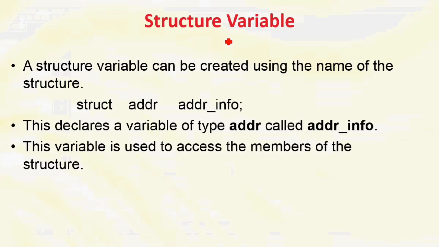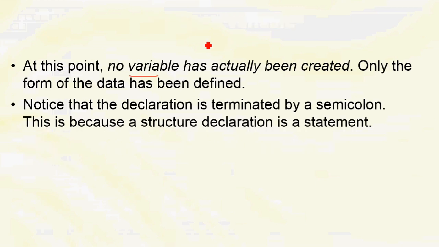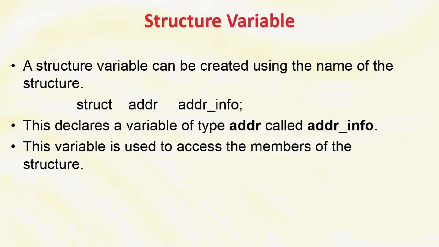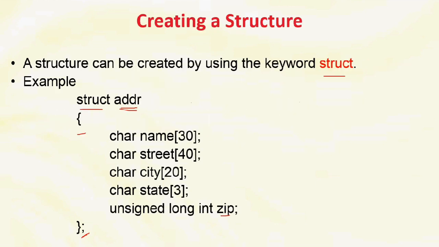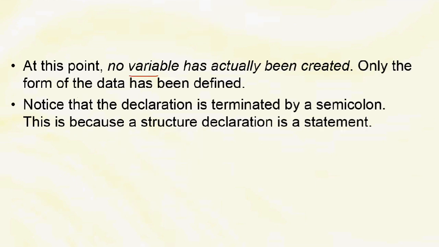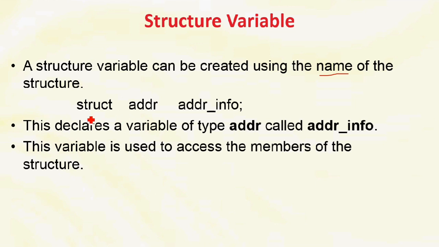So the next topic is a structure variable. We said till now no variable is created. Now we are going to create a structure variable. A structure variable can be created using the name of the structure. The structure name is already provided, and using the name we have to create a structure variable. For example, according to this example, addr is the name of the structure. Using this we have to create a variable. So struct is again a keyword, addr is the name of the structure, and now this is a structure variable, address_info.